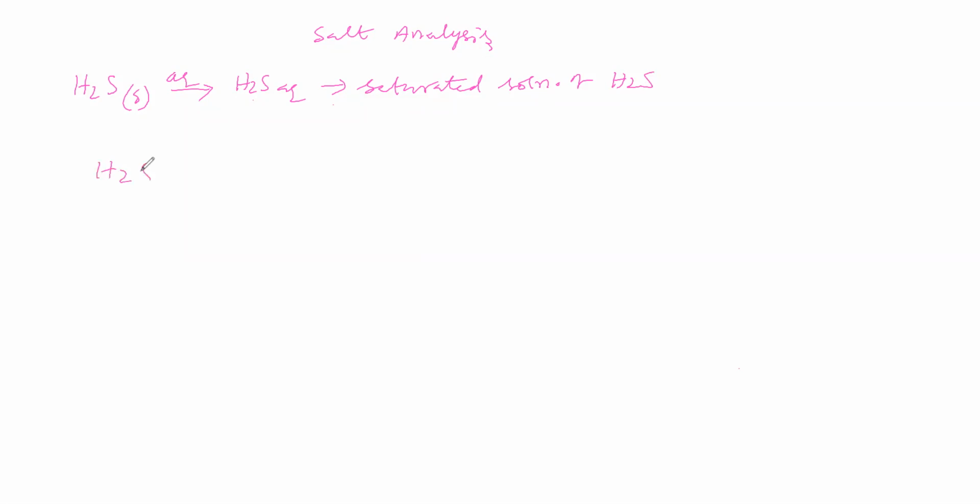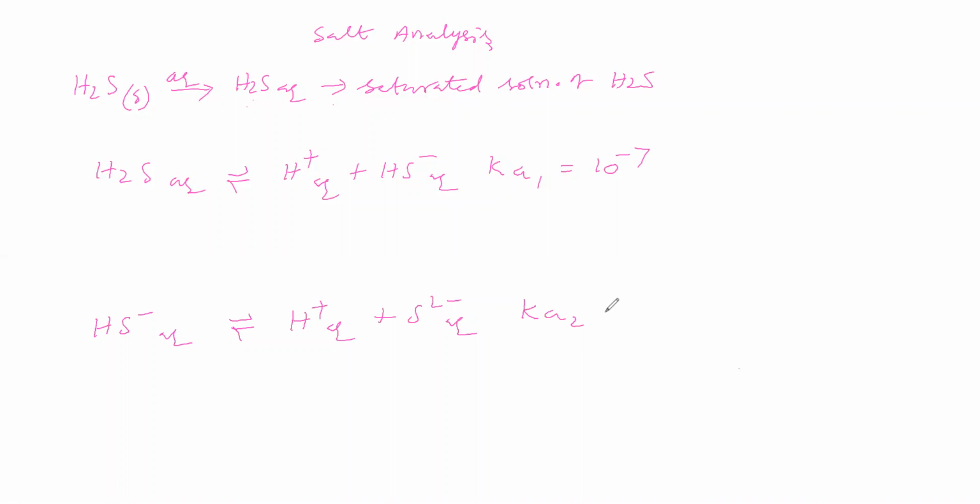One possibility is H2S will be ionizing as H plus aqueous and bisulfide aqueous. For this equilibrium, Ka1 is nearly equal to 10 to the power of minus 7. Ka1, acid dissociation constant. Next, this bisulfide ion undergoes ionization to give H plus ions and sulfide ions. For this, acid dissociation constant is nearly 10 to the power of minus 14. It is the second acid dissociation constant.